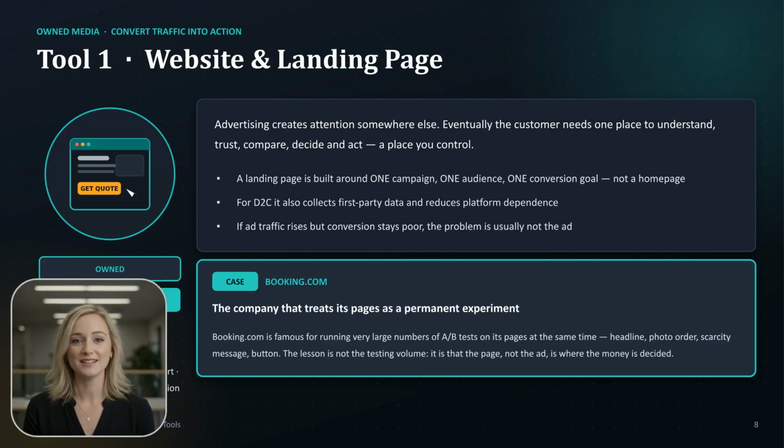Tool 1 is the website and landing page. Its job is to convert. A landing page should focus on one goal and one audience. Remember Booking.com. They treat every page as an experiment because that is where the sale is decided.